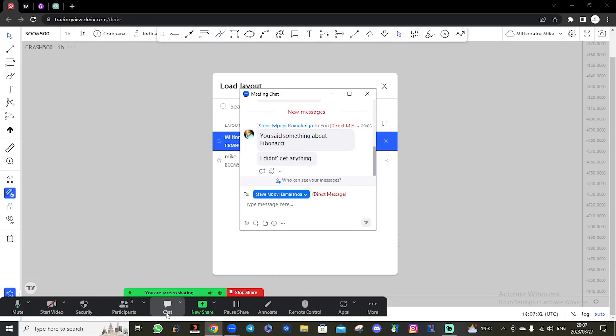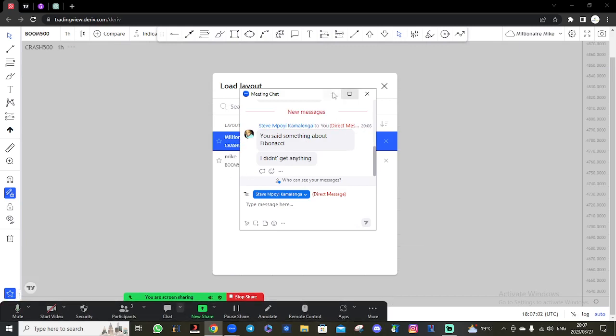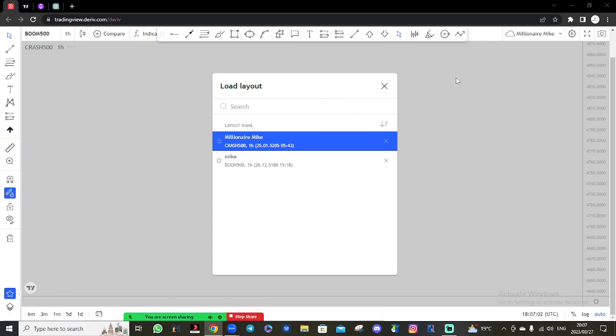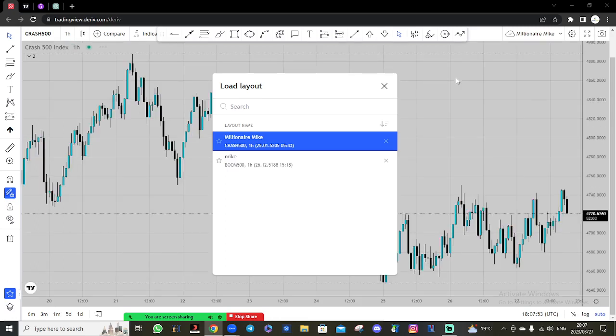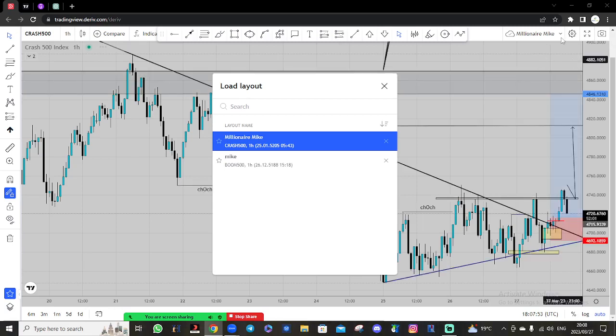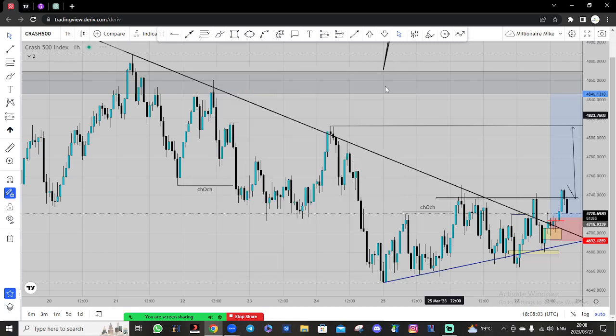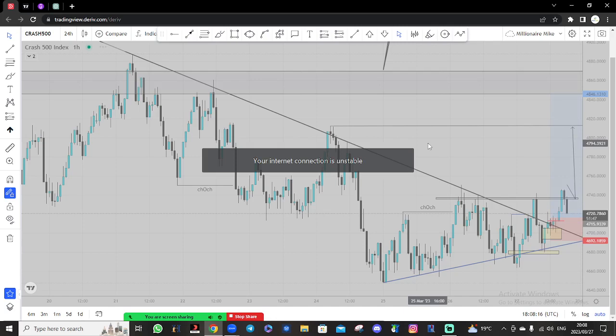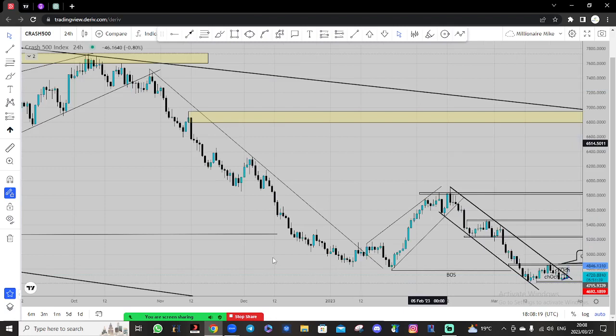You said something about Fibonacci. I didn't get anything. Okay. Fibonacci is just there. The purpose of Fibonacci, if ever you were part of the full course mentorship, you will be knowing all these things. The purpose of Fibonacci is simply to show you how far the market is going to retrace. As I told you, the market doesn't move in a straight line. Even if it wants to go down, it won't go down in a straight line. It will be going down, giving you retracements, going down, giving you retracements, going down, and giving you retracements. So those retracements, how far they go, that's where we use Fibonacci. The purpose of Fibonacci is to show you how far the retracement might go, how deep the retracement might be, whether we are going up or we are going down.